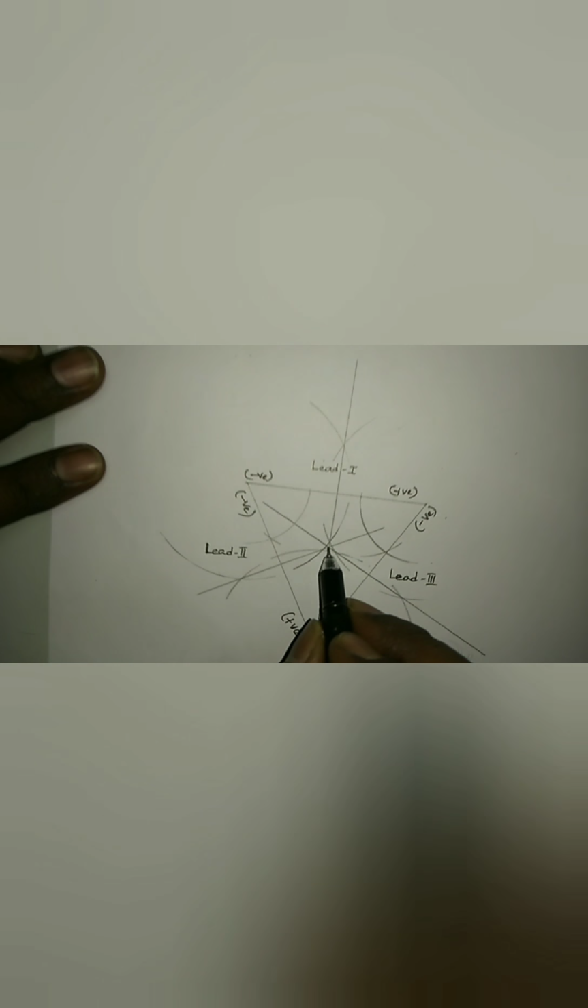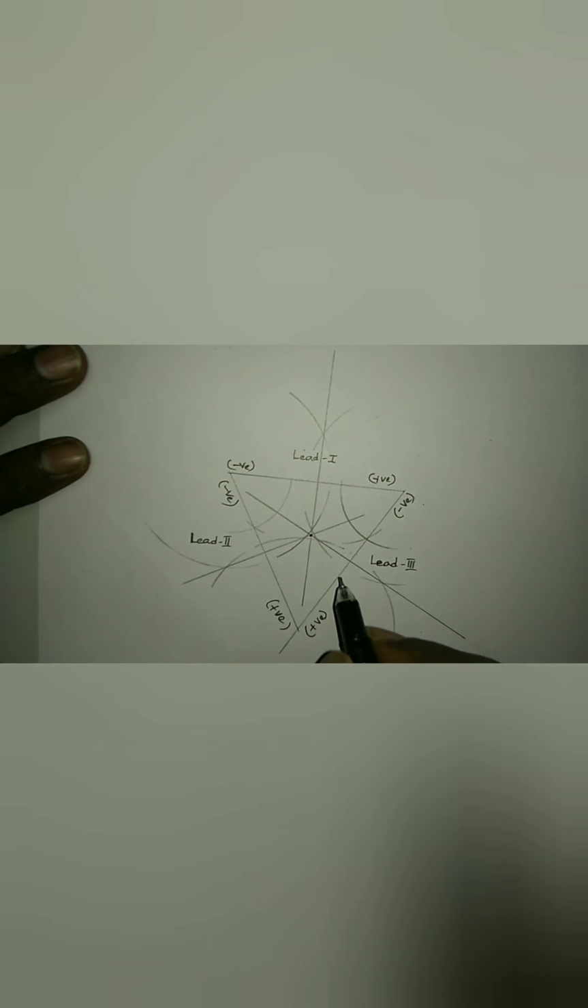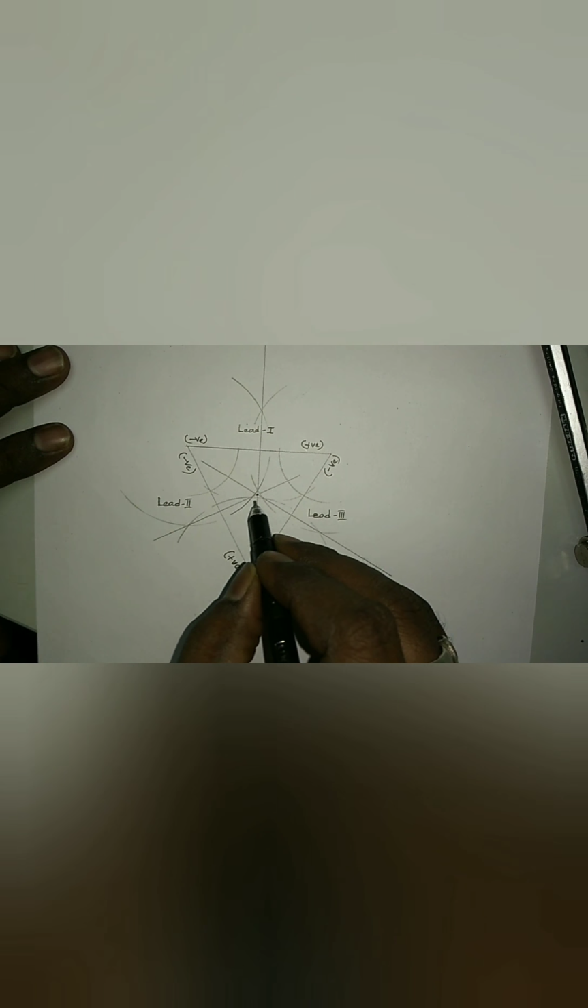So the upper line represents lead 1, this line is for lead 2, and this is for lead 3, as we have already mentioned here. And these are the perpendiculars, and this is the intersecting point of the perpendiculars. This is the center of the equilateral triangle, where we assume the heart.